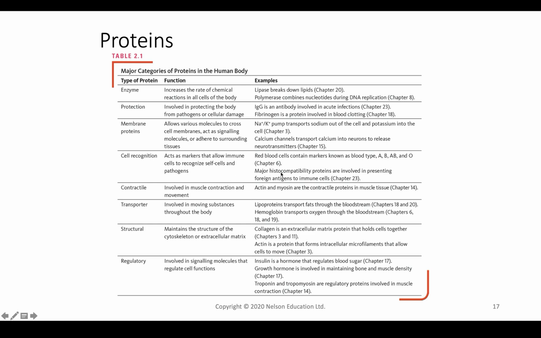We also have specific proteins called MHC complex, or major histocompatibility proteins, that are going to basically take foreign invaders and present them to immune cells so that the immune cells can then decide on the best form of attack.